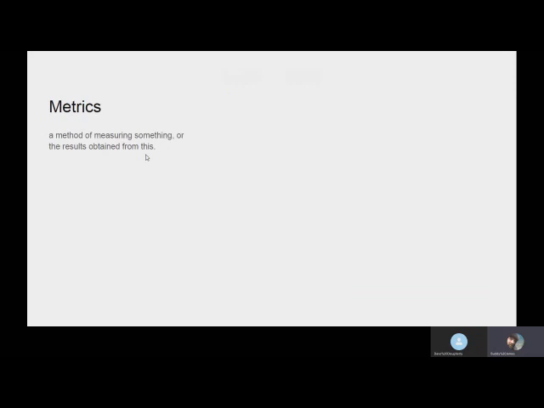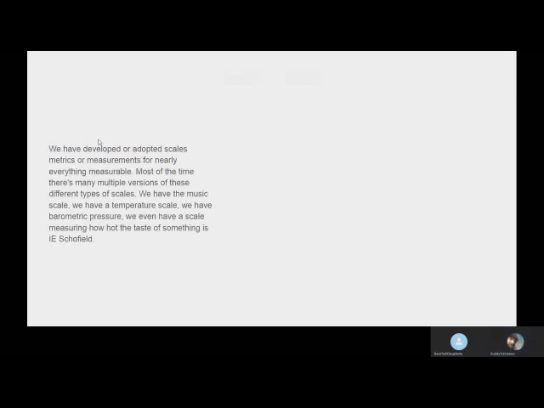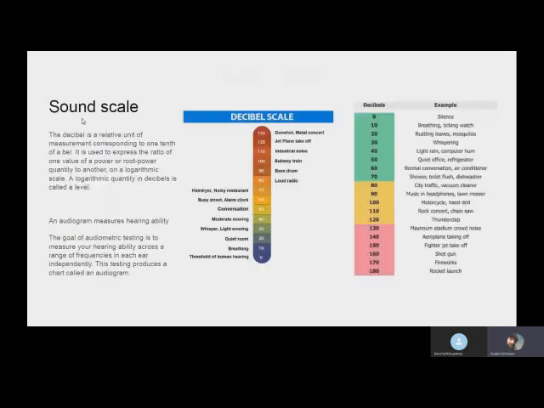Metrics. Metrics is a method of measuring something, or the results obtained from this. We have developed or adopted scales, metrics, and measurements for nearly everything measurable. Most of the time, there are multiple versions of these different charts, types of scales, etc. We have the music scale, we have a temperature scale, the barometric scale, logarithmic scales, and we even have a scale for the taste of how hot something is, i.e. the Scoville scale.